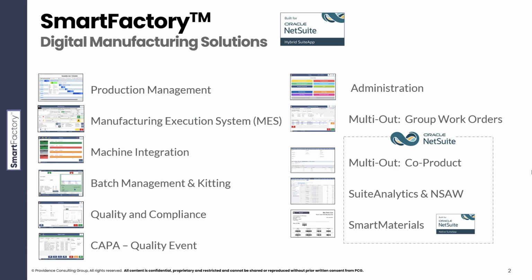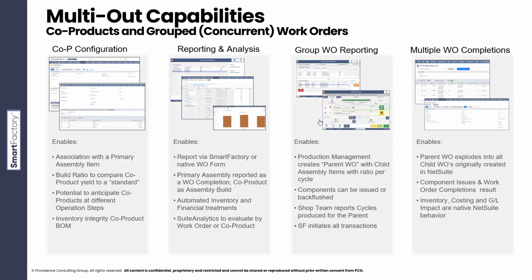Today we're going to look at multi-out functionality, specifically grouped work orders. Grouped work orders or concurrent processing are scenarios that you typically find in machine shops where a slitter operation may take a large master coil and cut multiple widths of the same material, each being represented by a different work order, or a die set that has a combination of dies capable of producing multiple parts at the same time.